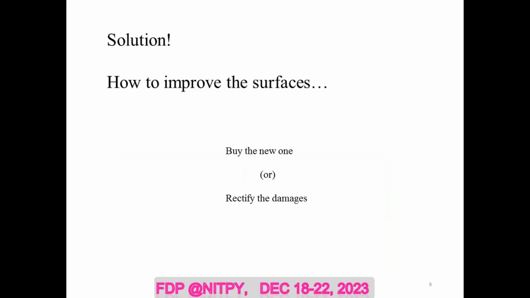So now we need a solution. How can we provide the solution? The first option is to buy the new component. Everyone can do this kind of thing. But as an engineer, as a mechanical engineer, we need to know how to rectify these issues or damages.